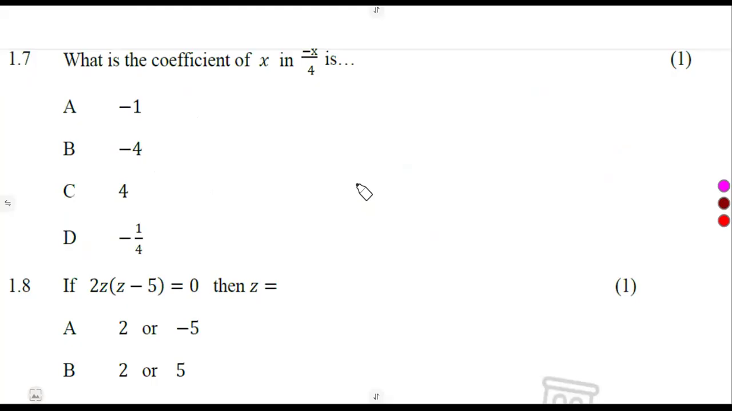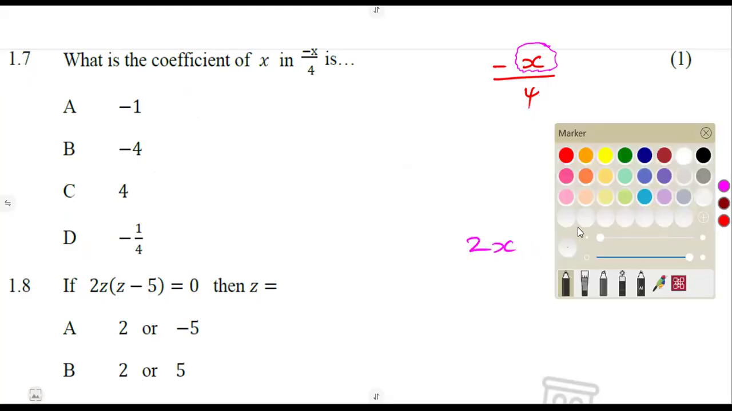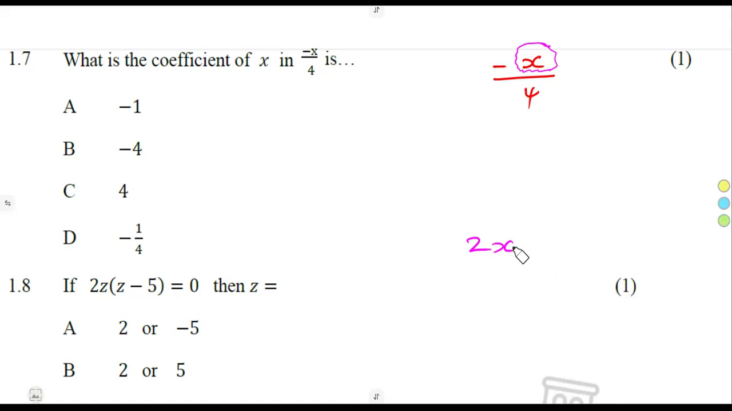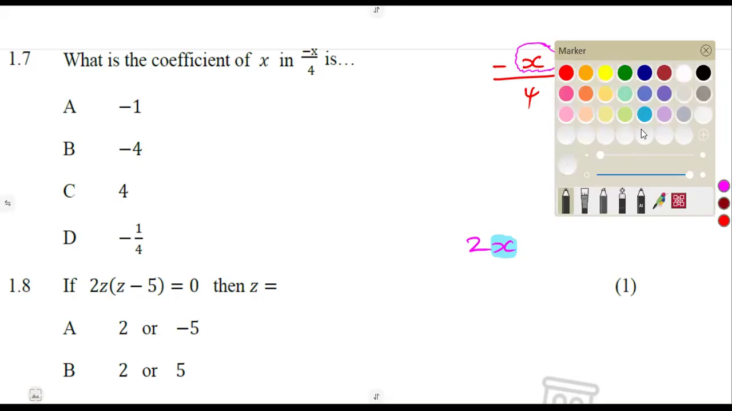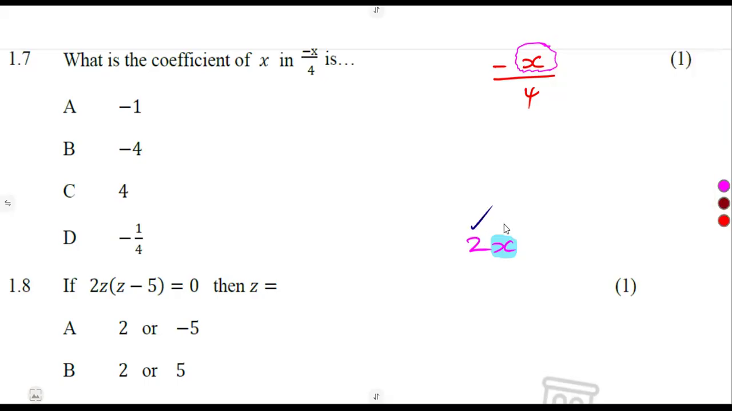What is the coefficient of x in this expression or in this term? As you can see, it's just a single term. What is the coefficient of x? Guys, if you're given 2x like this, we cover that x. We take everything that surrounds the x. That becomes the coefficient of x. Everything that is surrounding x. So in this case, it was going to be a 2. The coefficient of x is 2.